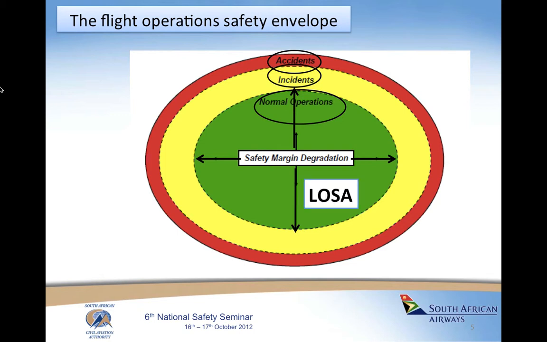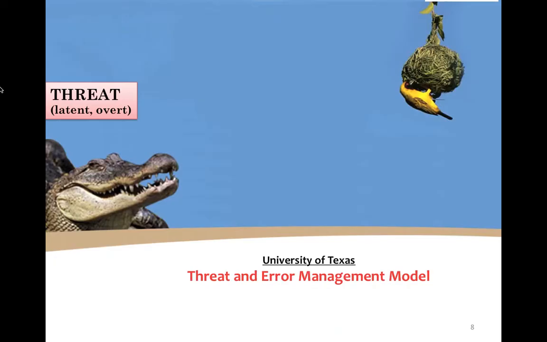So a LOSA would fit in the green portion of the flight operations safety envelope, which is a snapshot of normal operations, whereas incidents are normally monitored by the flight operations quality assurance systems, and of course accidents take place in the red portion and an accident investigation takes place.